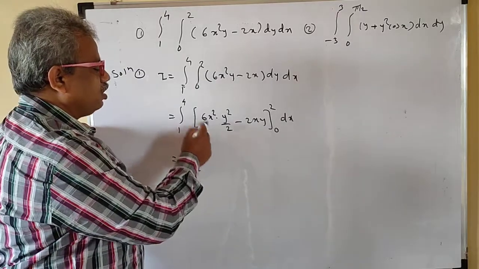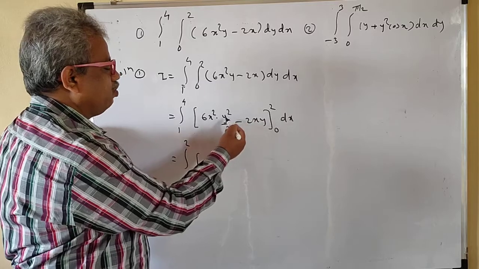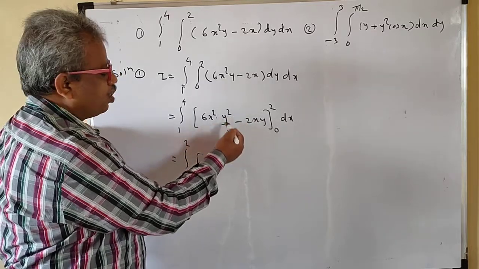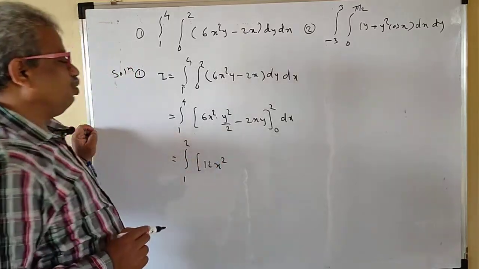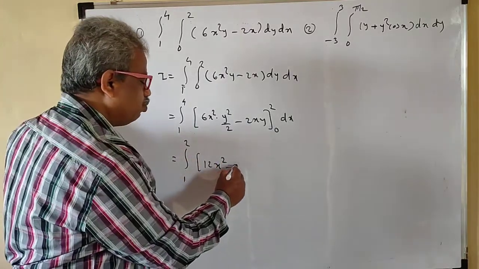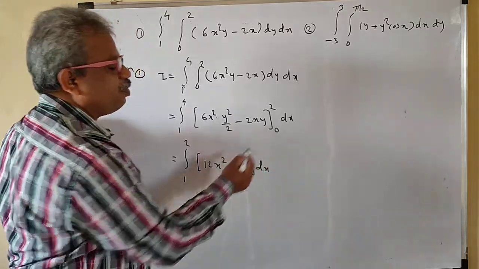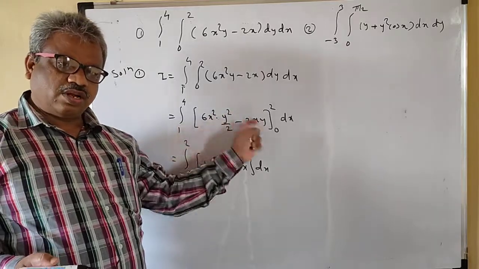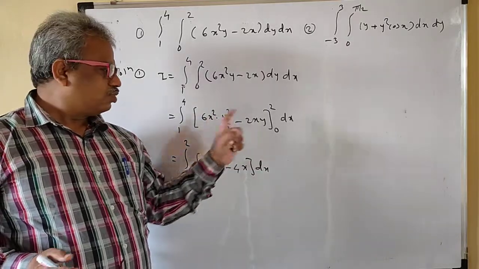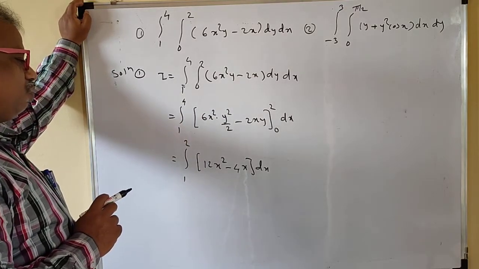So this 2 gets cancelled. Here we will put y is equal to 2. So 4 upon 2 is 2, so this is 12x square minus 4x dx. If you put the lower limit y is equal to 0, then each term contains y, so all values are 0. So no need to put the lower limit now.